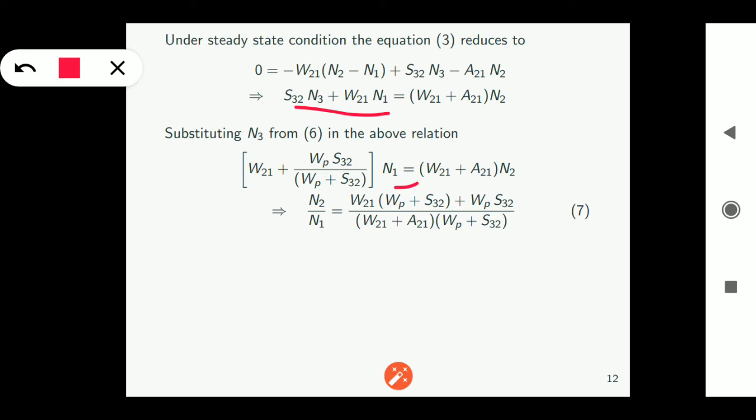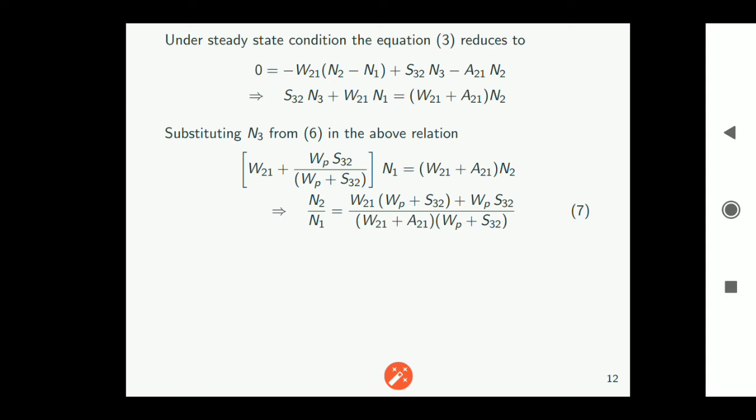Then rearranging the terms and estimating the value of N2 by N1, you get N2 by N1 equals W21 plus Wp times S32 divided by Wp plus S32, over a denominator W21 plus A21 times Wp plus S32. This is equation 7.